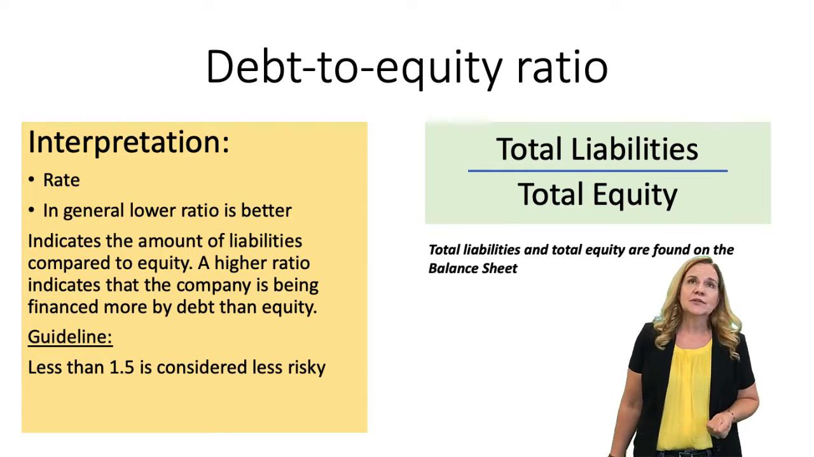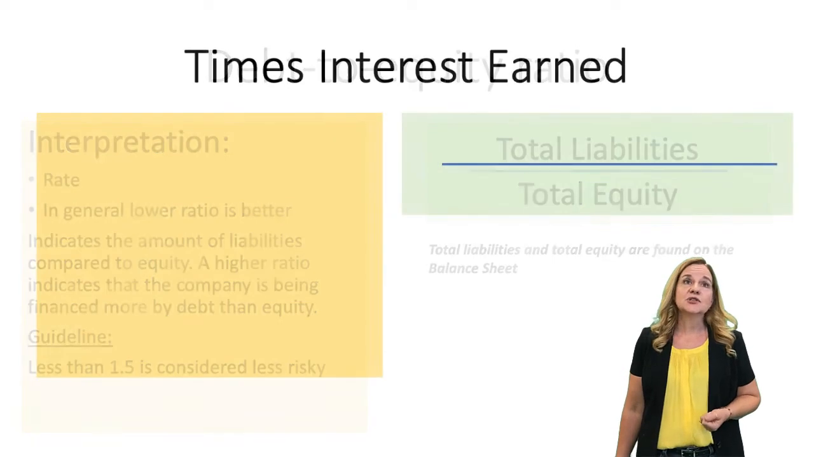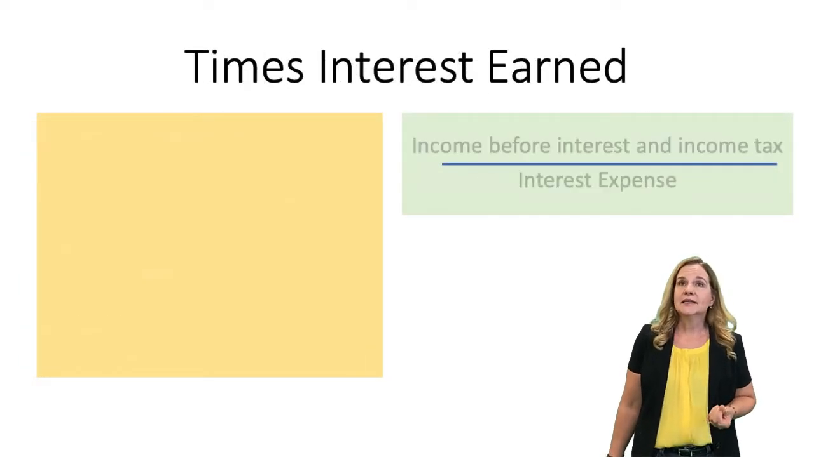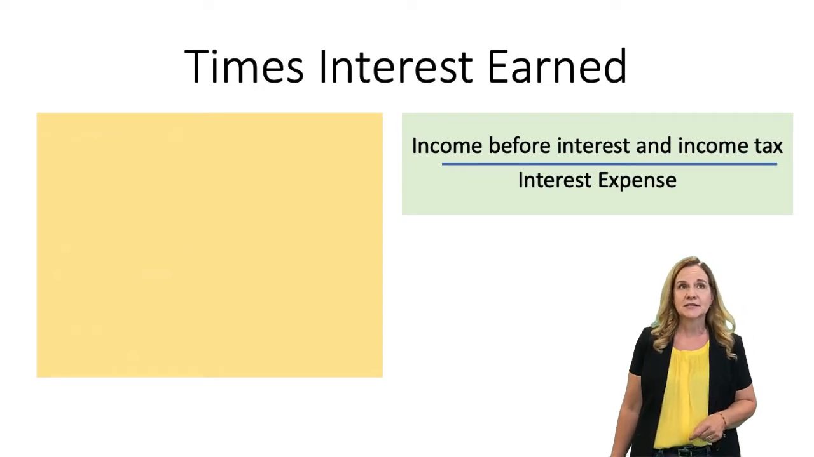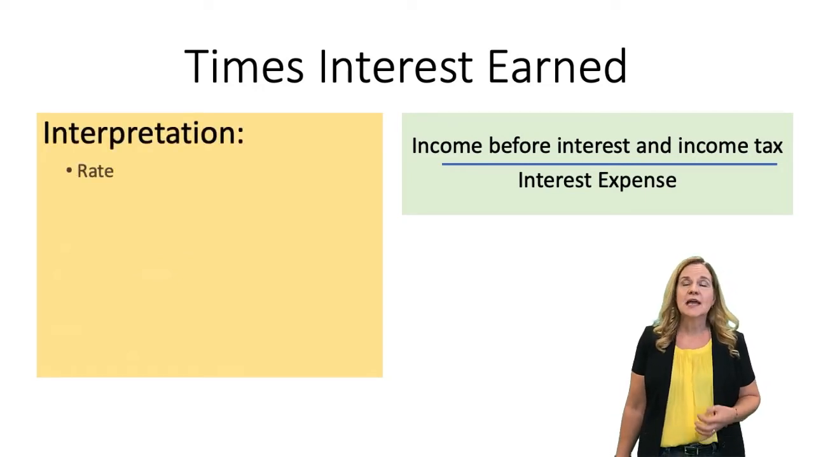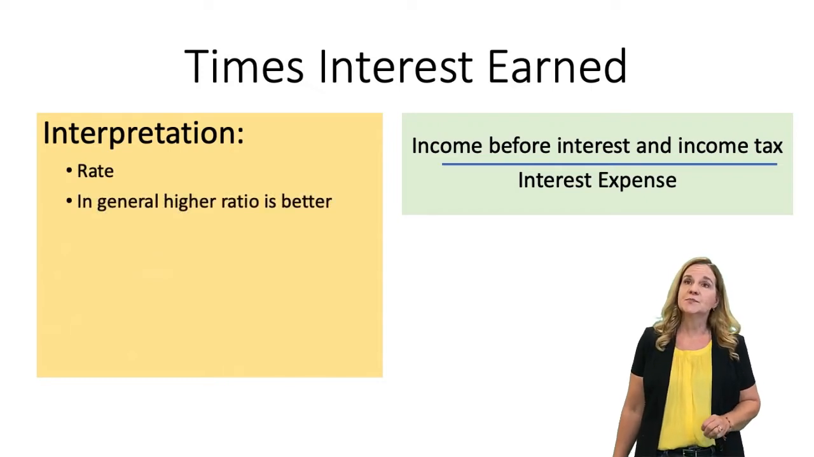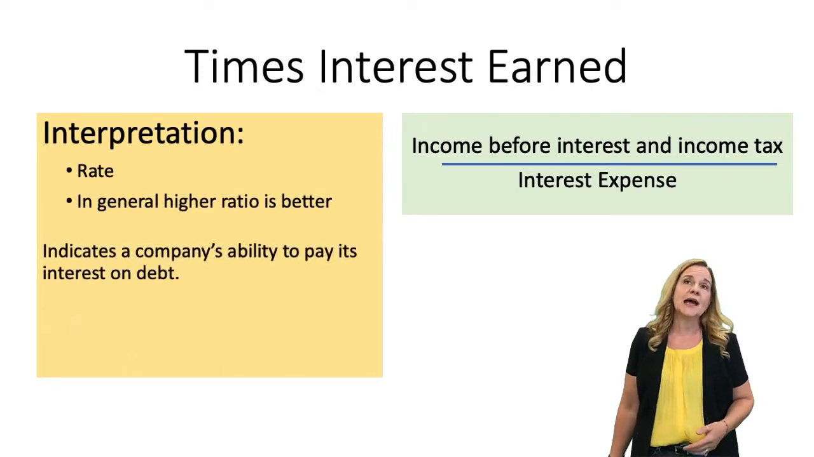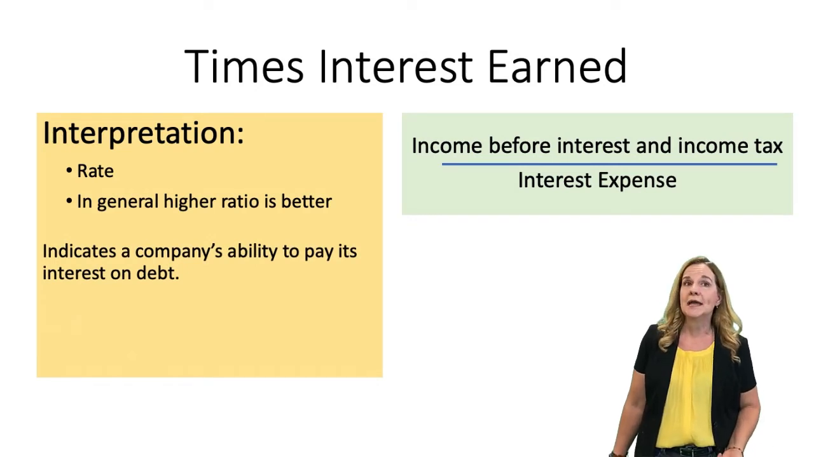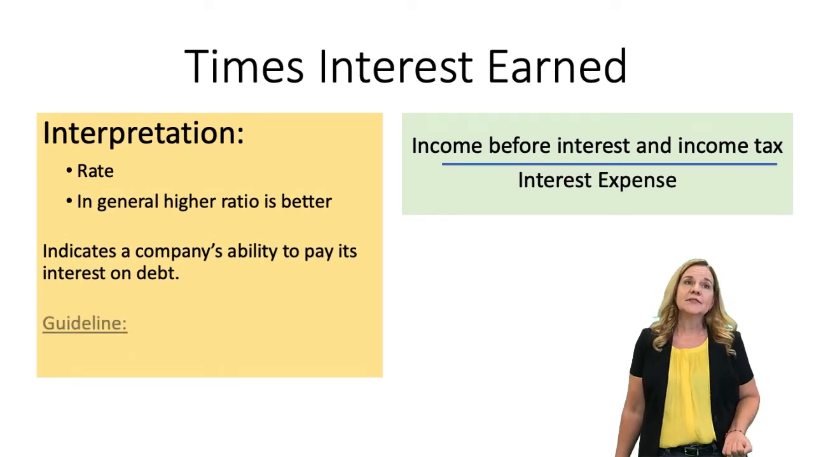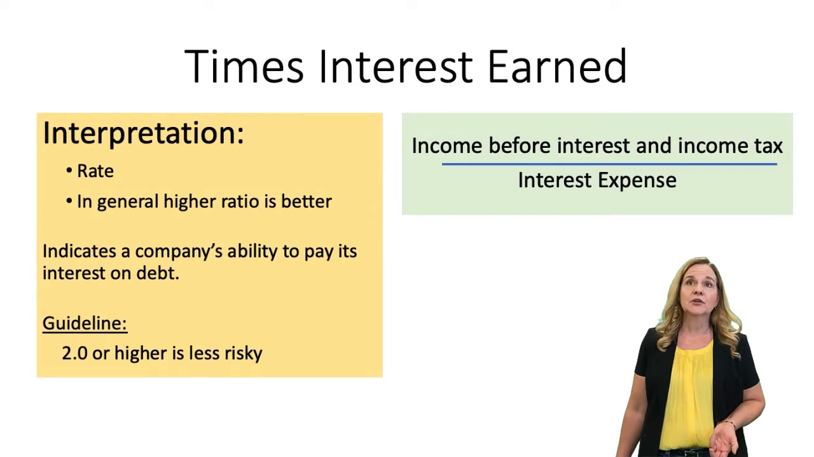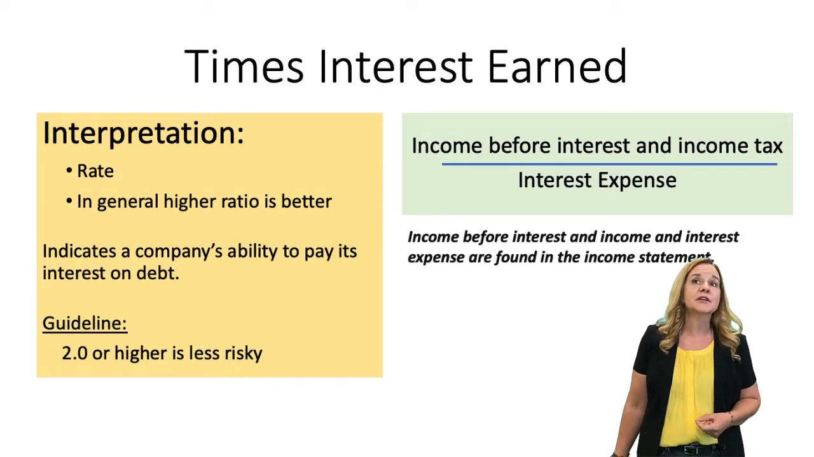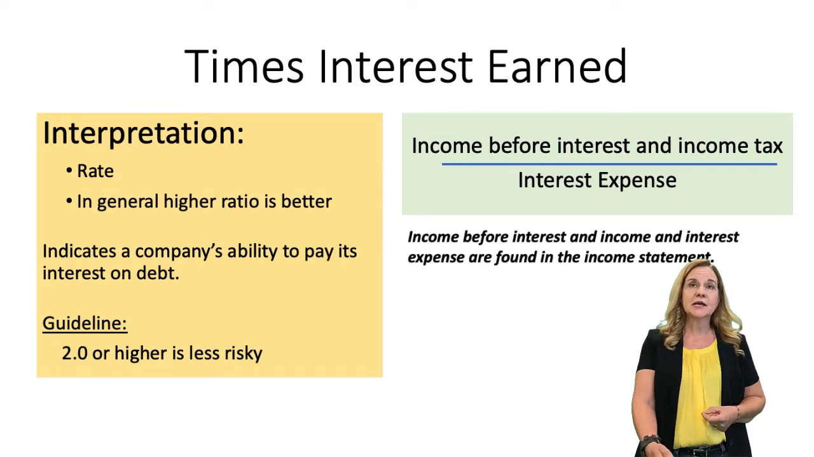The last ratio in this category is the times interest earned. This ratio is calculated by taking income before interest and income tax and dividing it by interest expense. This result is a rate, and in general, the higher ratio is better because that will show that the company has a better ability to pay back the interest on debt. And the guideline is a 2.0 or higher is less risky. These two items that are in this calculation are both found on the income statement. So now we're going to look at some examples.